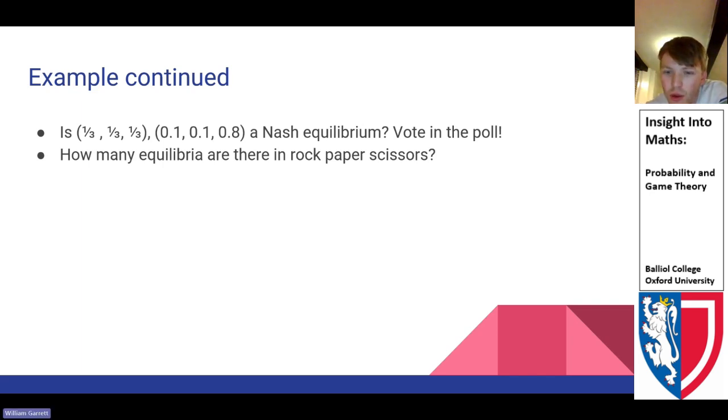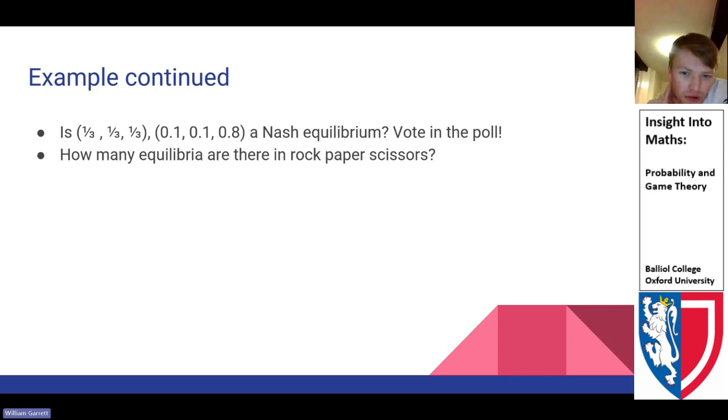Yeah. So in the one on screen, just in case anyone hasn't spotted it yet, the one third, one third, one third player can improve their result by just always playing rock in this case. Everyone who's answered seems to be saying correctly that the only equilibrium in rock, paper, scissors is the one third, one third, one third case.